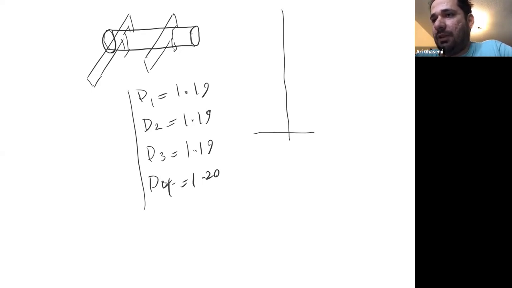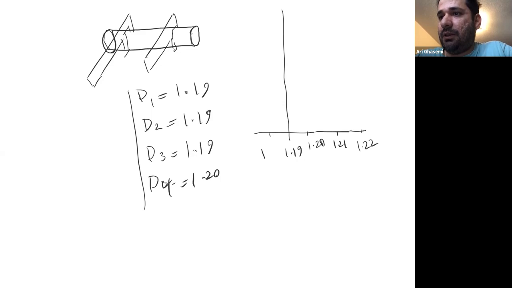So let's put 1.19, 1.20, 1.21, 1.22, 1.18. So if you do your steps 1, 2, 3, 4, 5, whatever, then you get D1 here, D2, D3, D4, which is here.